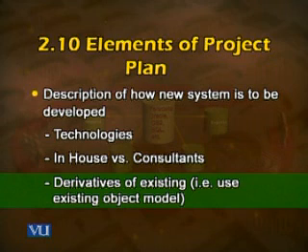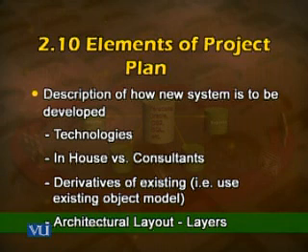Then there are the derivatives of the existing means: use of existing object modules, reuse of already prepared software products or those available to you as a tool. That needs to be worked out. And architecture layout, the layers. You are familiar with this concept under software engineering. I am referring to the software engineering models. What should be the layers of that particular project activity or the product we are talking about? So these things need to be incorporated in the software development plan from the technical point of view.